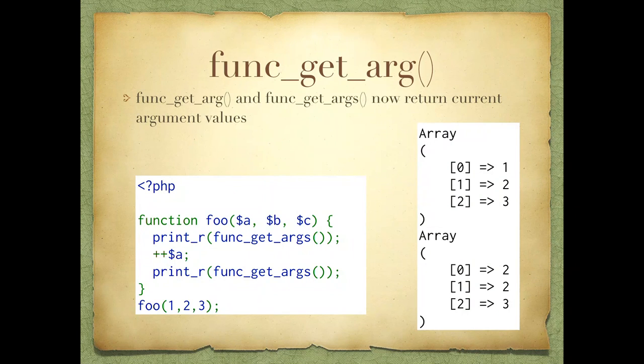Function get arg. How long do we have again? Yeah, it's 12. I'm going to do this one on the next and we stop. Function get arg, if you don't use it, it's okay.